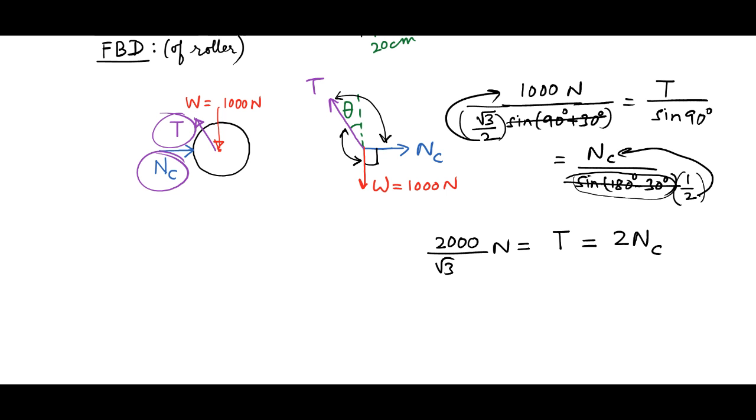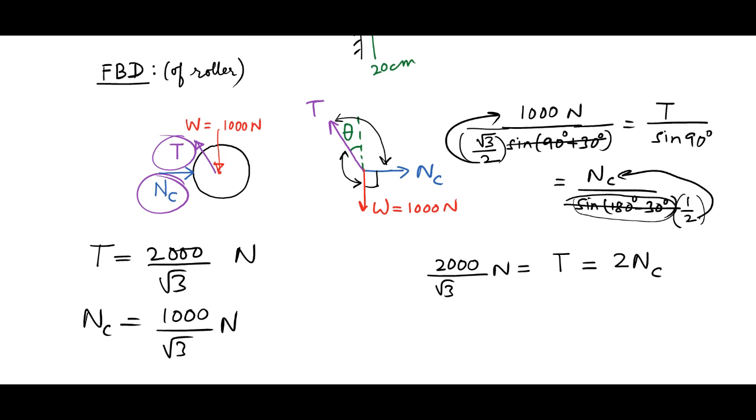And you see that I can solve for T as well as NC. In fact, I've got the answer for T. T directly I can write as 2000 divided by root 3 newtons, and similarly NC I can write as 1000 divided by root 3 newtons.